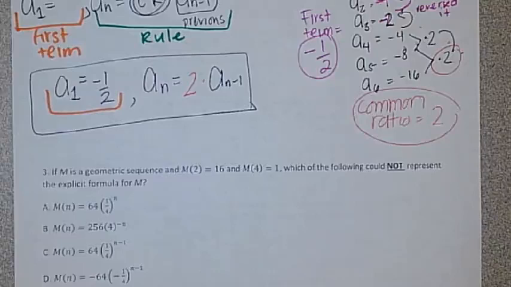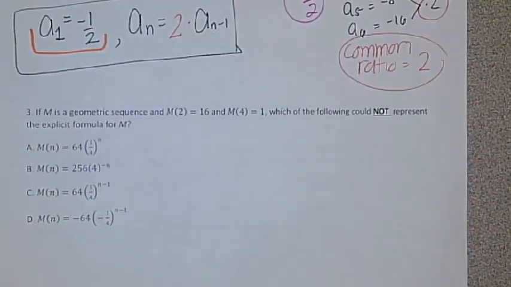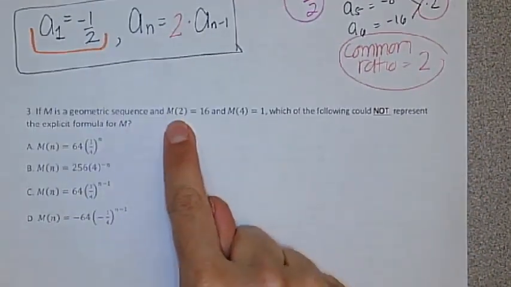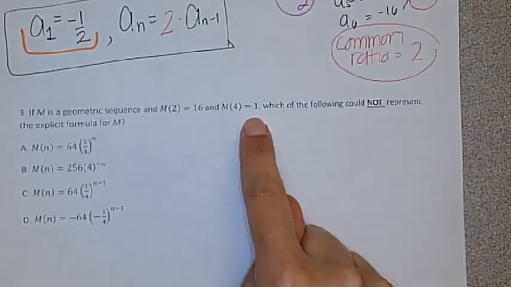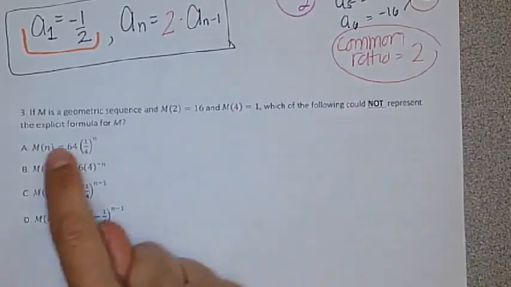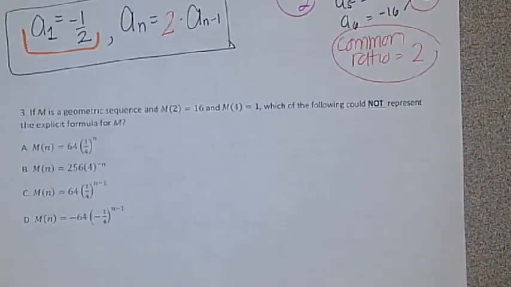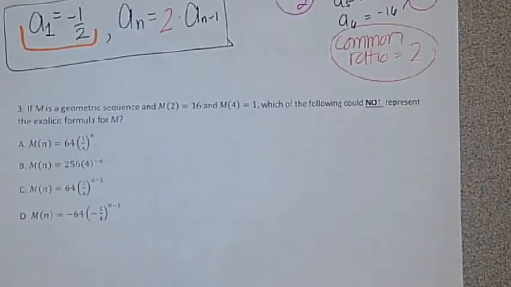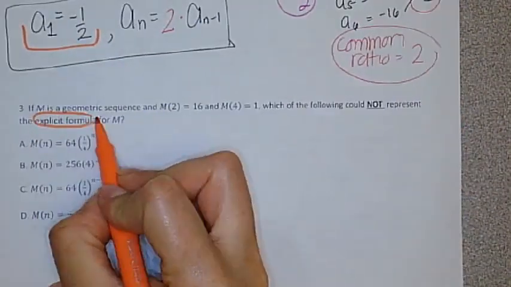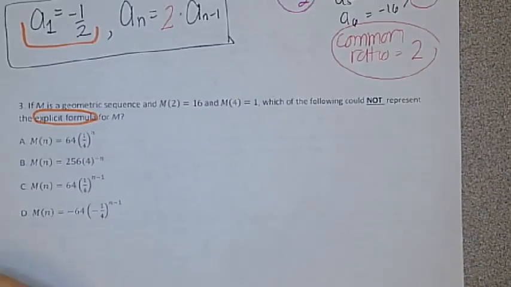Alright, so the next one, it's telling me if M is a geometric sequence and M of 2 is 16 and M of 4 is 1, which could not represent the explicit formula for M. Okay, so first I need to know what the common ratio is. Explicit, I need the common ratio and then the first term as well. We start with the first term.